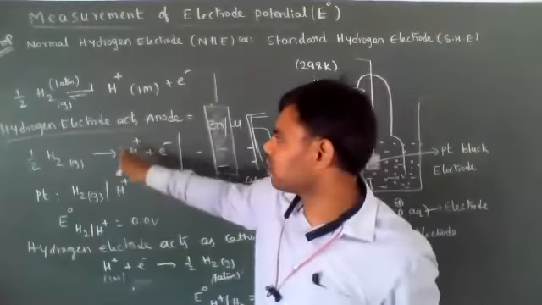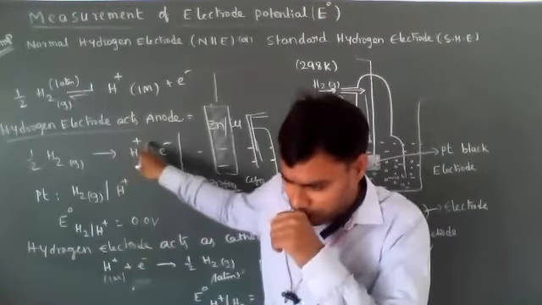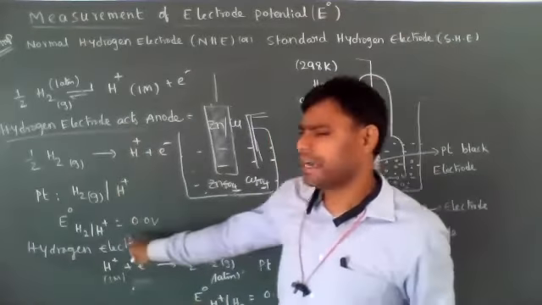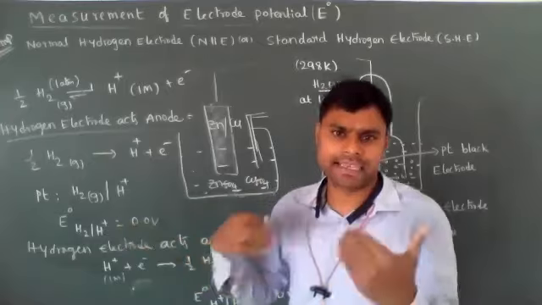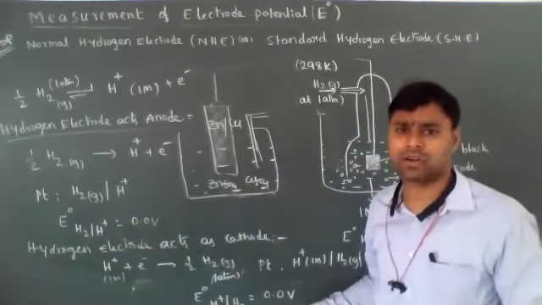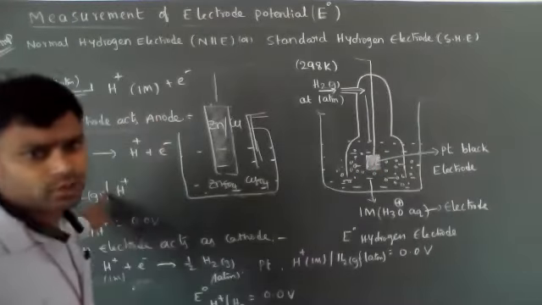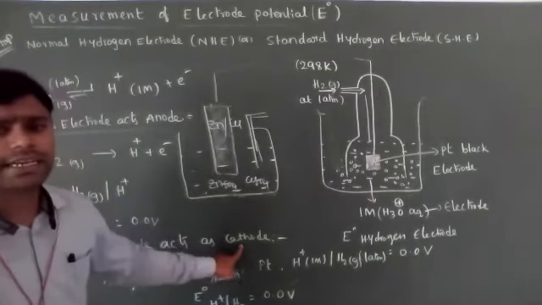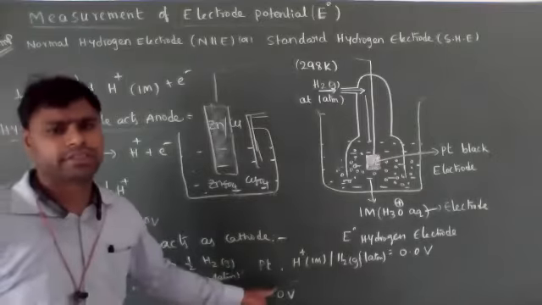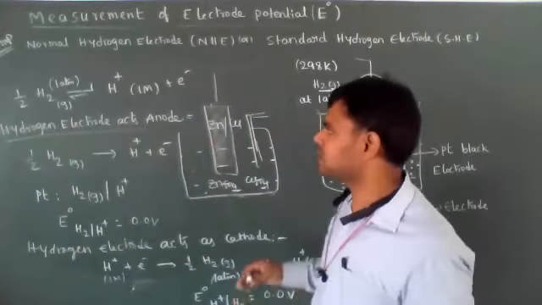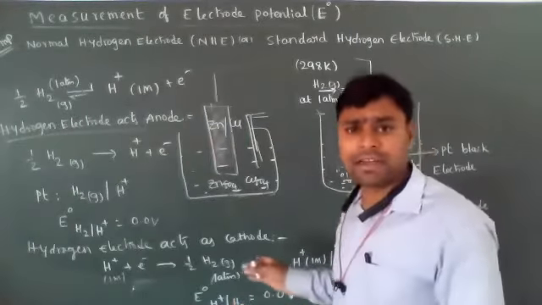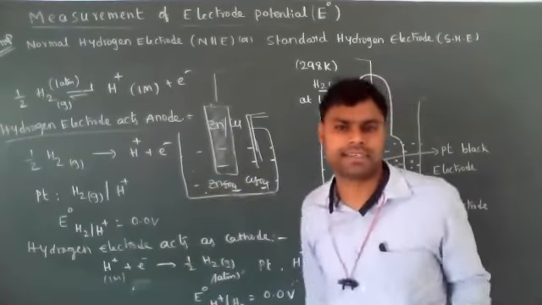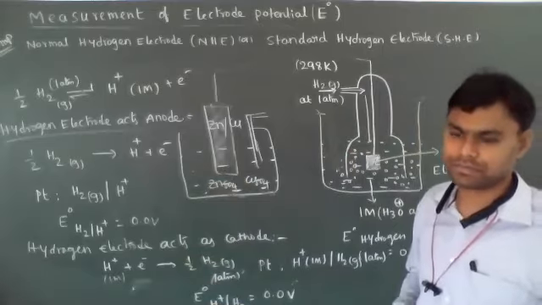It may act as cathode or it may act as anode. Then the cell reaction, cell representation and electrode potential of the hydrogen electrode, whether it acts as anode or cathode: if it acts as anode, the oxidation potential of the hydrogen electrode is 0.0 volts; if it acts as a cathode, the reduction potential of the hydrogen electrode is 0.0 volts. So you have to keep that in your mind. That's why we mostly use the hydrogen electrode as the reference electrode.